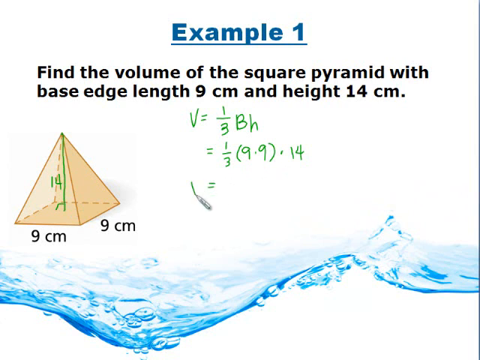Now that we have everything, we're going to plug this in, and we get 378 centimeters cubed for our volume. So very basic, very similar to what you were doing yesterday for the volume of prisms and cylinders. We're just multiplying by 1/3 for our pyramids.